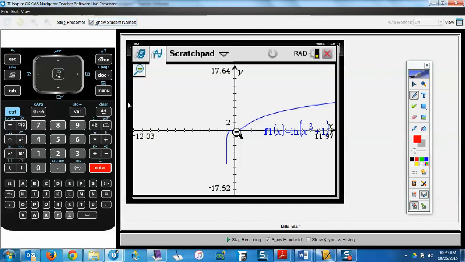Okay, and do it again. And you kind of start to get a pretty good idea of what's going on here. The natural log just kind of levels off as you get out here. But it doesn't ever really level off. It's always going up, just very, very slowly. But it's getting really, really close to horizontal.